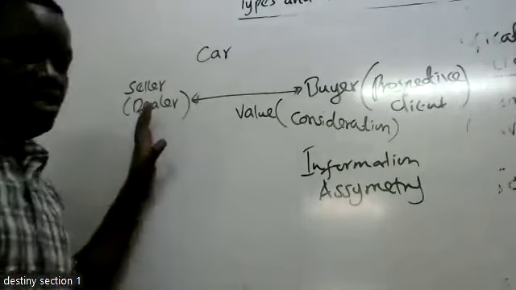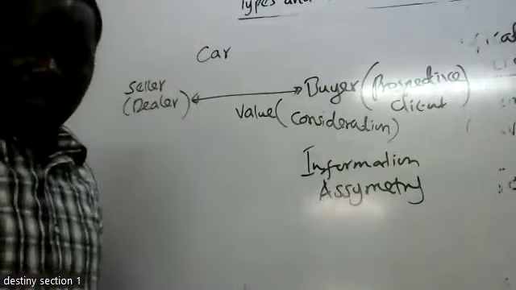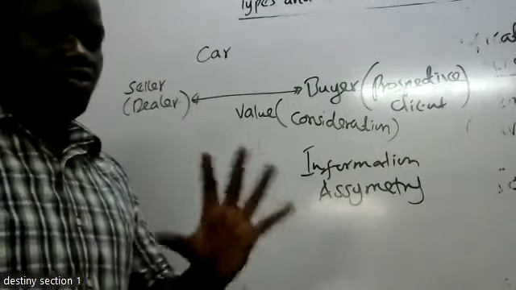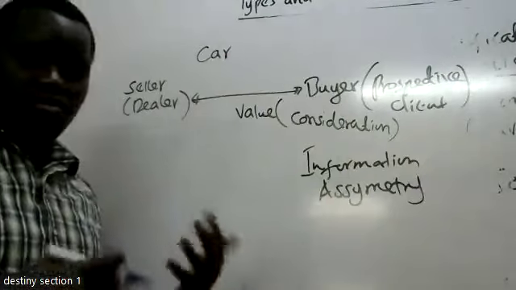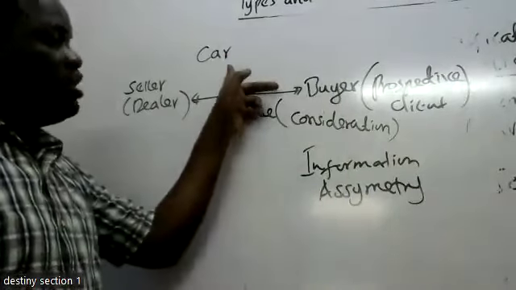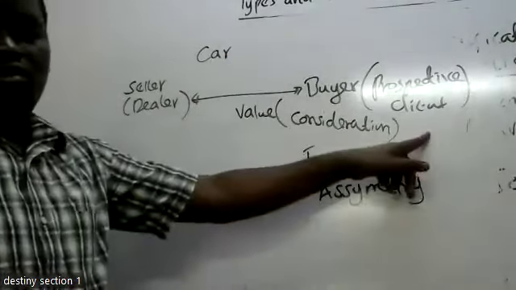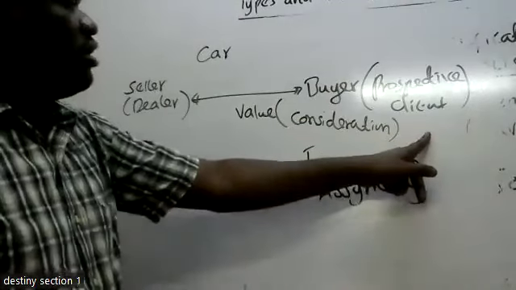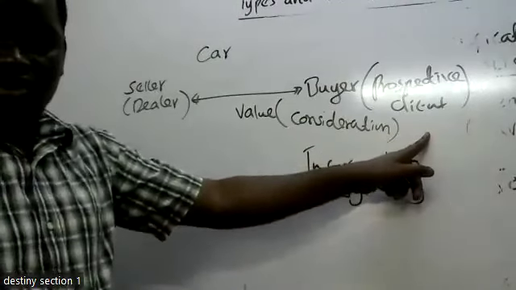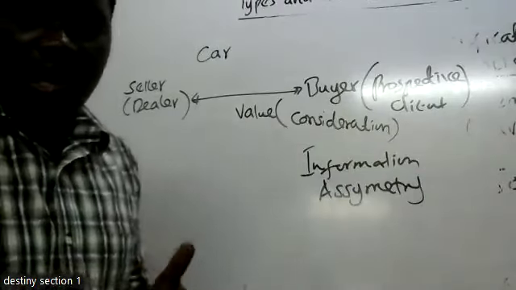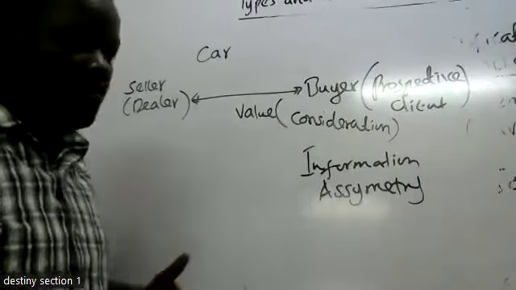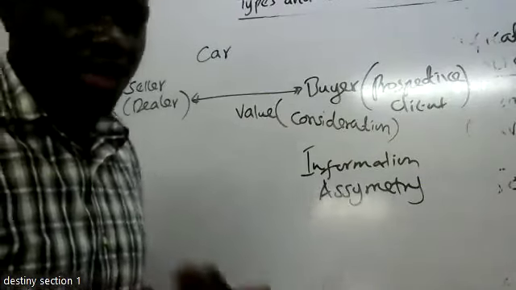This dealer is a person who has been having experience. He's so much exposed when it comes to car conditions. He has got good information on whether this particular car is of good value and will serve this person. And this person will be very happy to have purchased a good car from this dealer. So think about it, there is some unfairness. One person has got more information as compared to the other.